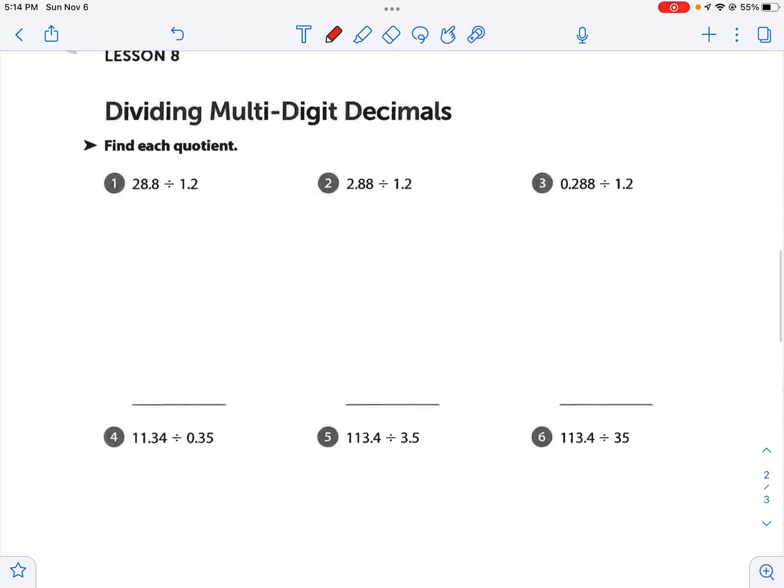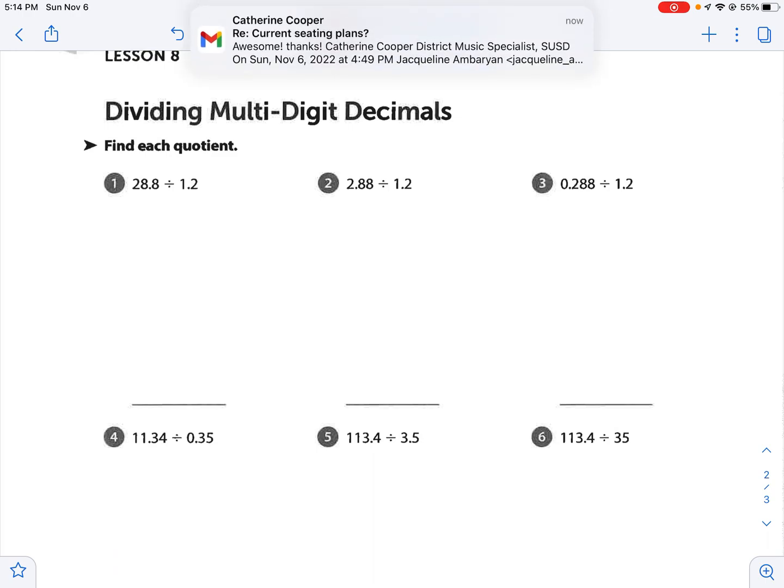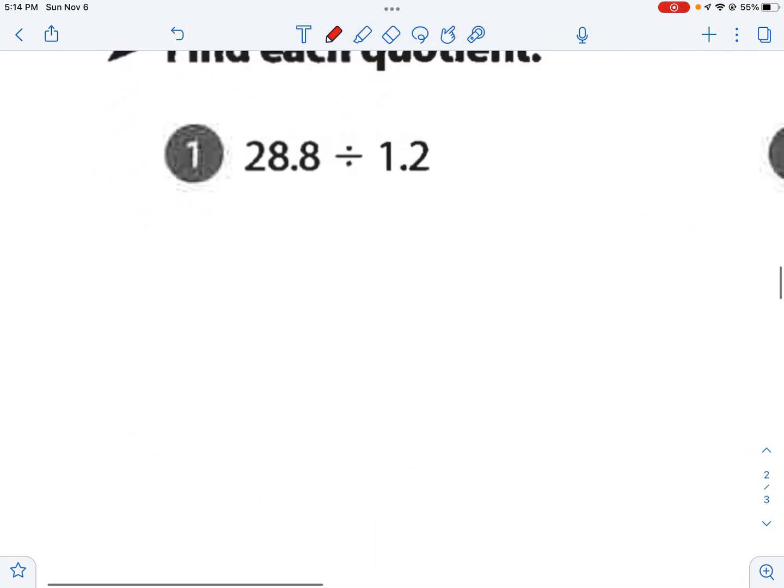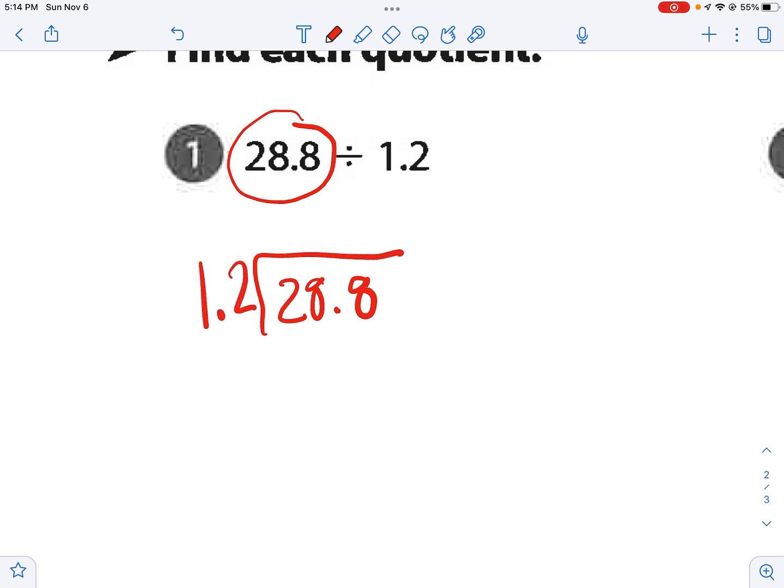This is dividing multi-digit decimals, which we have learned before. So remember, this is my dividend, so this is what's going to go in my box. So 28.8 divided by 1.2. Okay, I can't divide it the way it is right now because I have a decimal on the outside, so I'm going to move my decimal over. Remember, whatever I do to the outside, I have to do to the inside, so I'm going to move this over also, and then move my decimal up. So now I have 12 divided by 288.